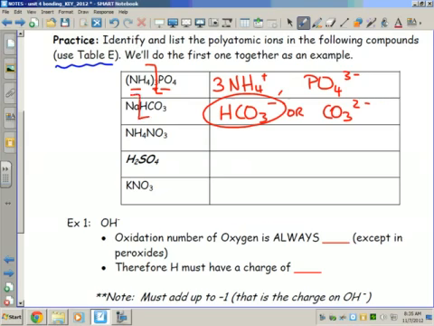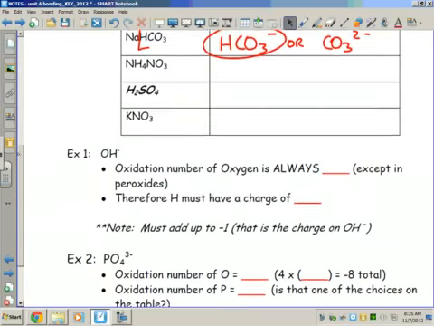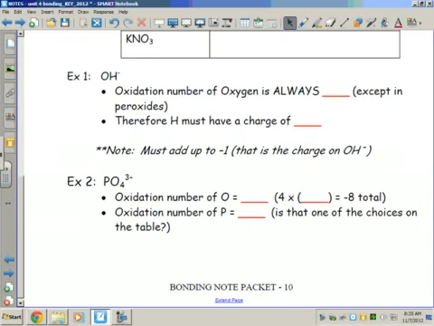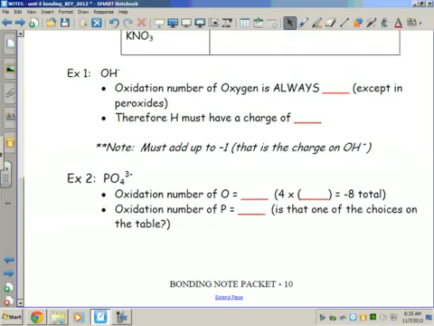So try the next three on your own, see how they work out, and then just complete this part here just to finish the exercise and make sure you understand the concepts. Come in with any questions that you have tomorrow regarding any of this or specifically polyatomic ions.